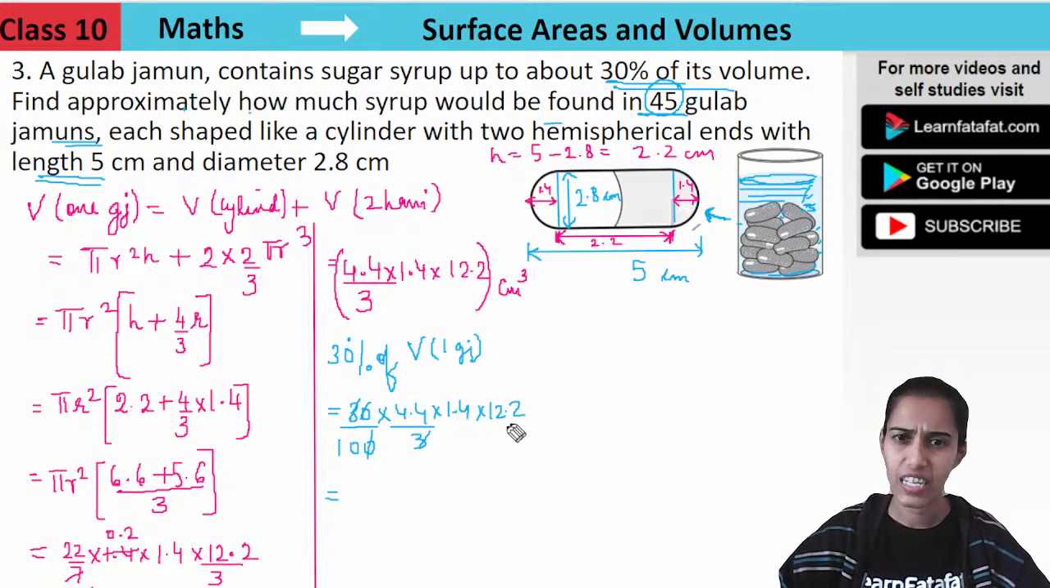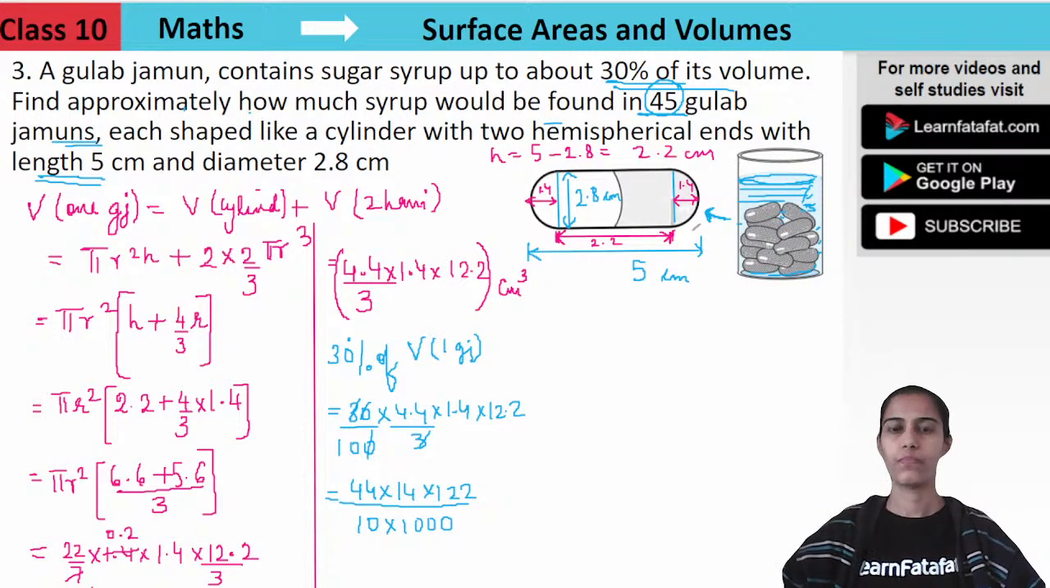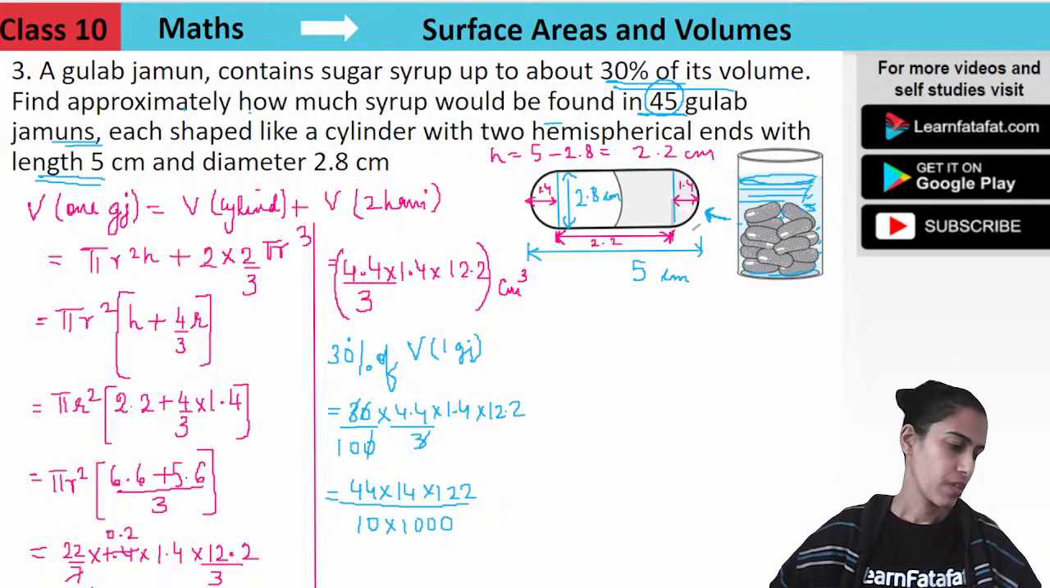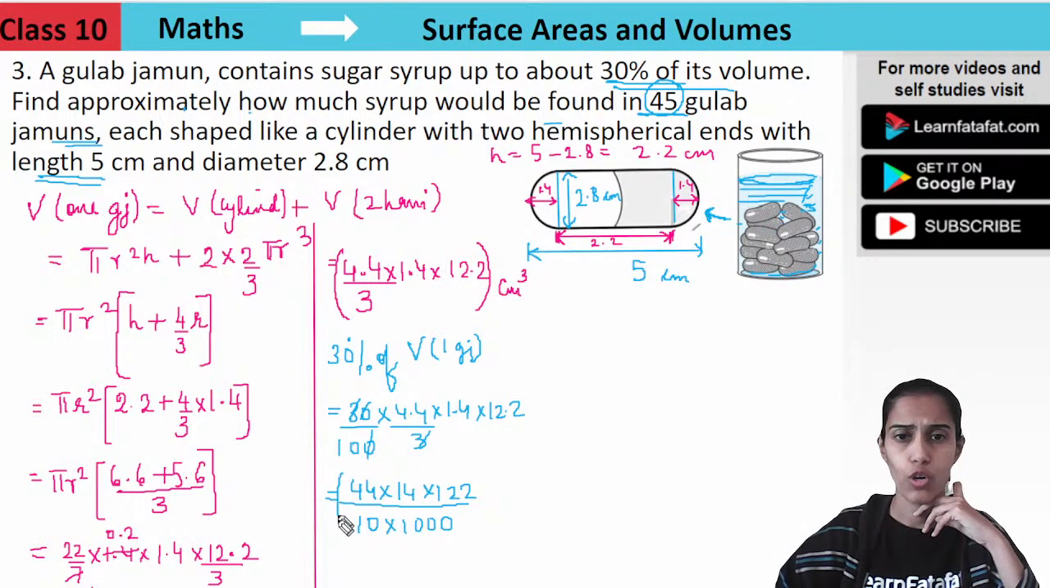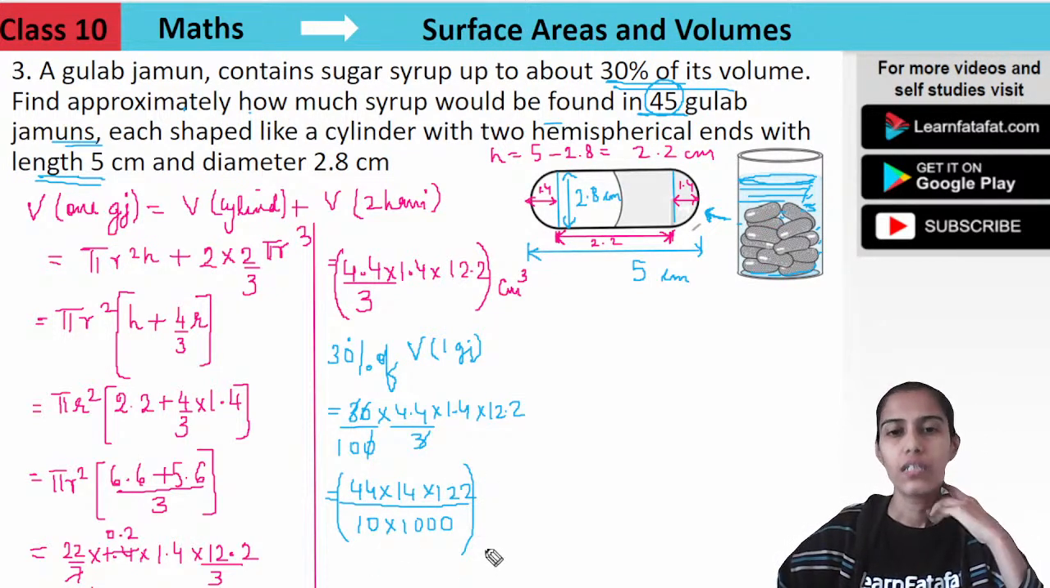And what you can do is remove all these decimals, because decimals are a little complicated to calculate. Here I have 1, 2 and 3 decimal places, so I'll have to write upon 1000. So below, 110 is already there, and this 1000 I'm going to write. Clear? So this way you will do your calculation, and now I'm going to keep this as it is. Okay, I got the 30% volume. 30% is this much. This is for 1 gulab jamun. This much syrup is there in 1 gulab jamun.